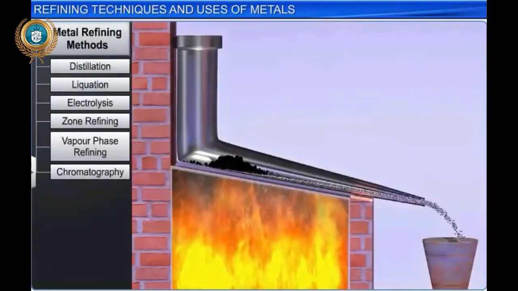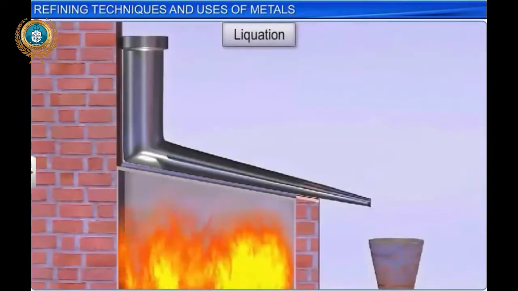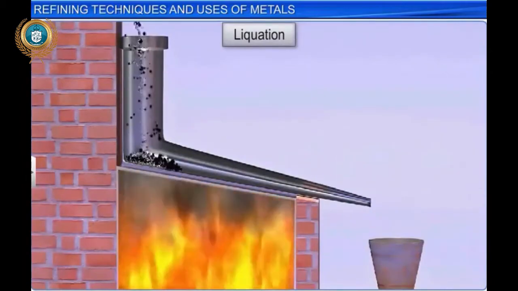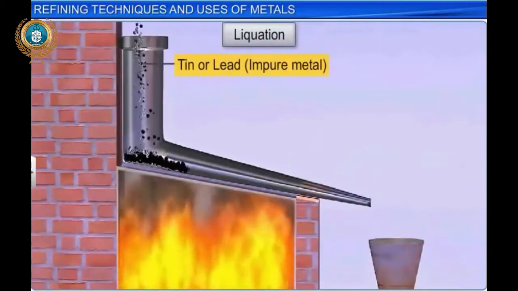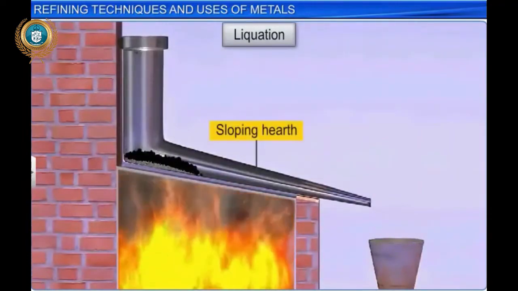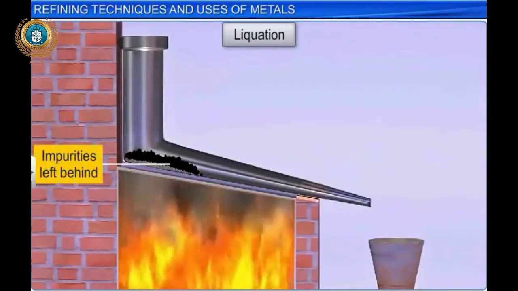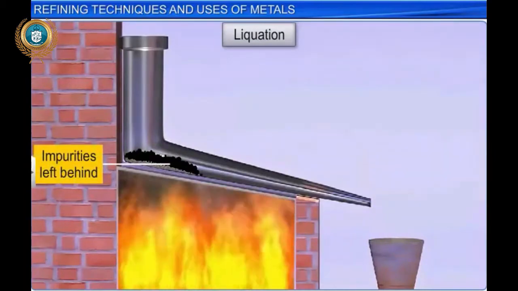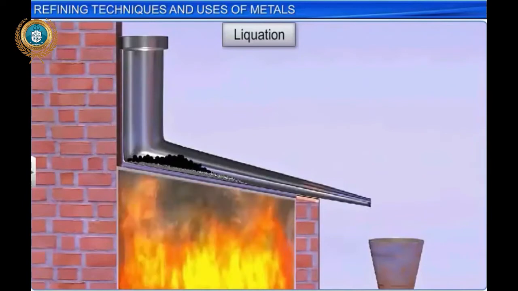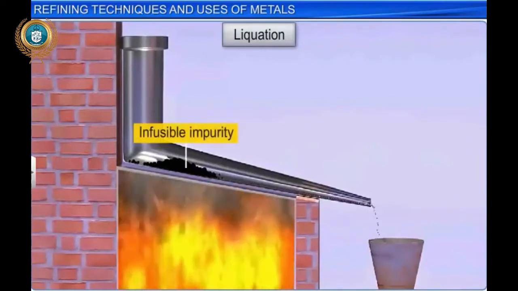Let's look at another refining method, liquidation. This method is used when the impurity is less fusible than the metal itself. In this technique, an impure metal with a low melting point, such as tin or lead, is heated at just enough temperature to melt it using a sloping hearth. The impurities with higher melting points do not melt and stay at the top of the sloping surface, while the molten metal flows down, thereby separating it from the impurities.